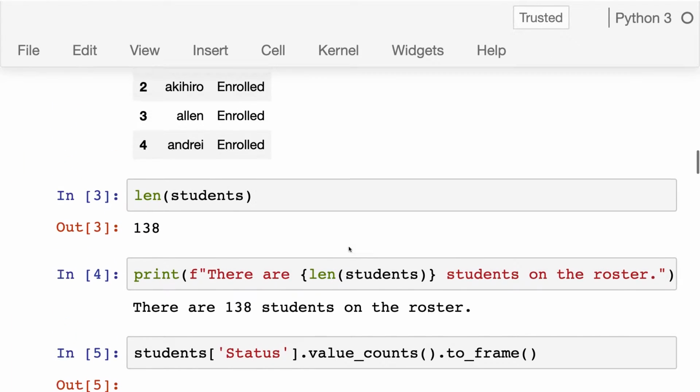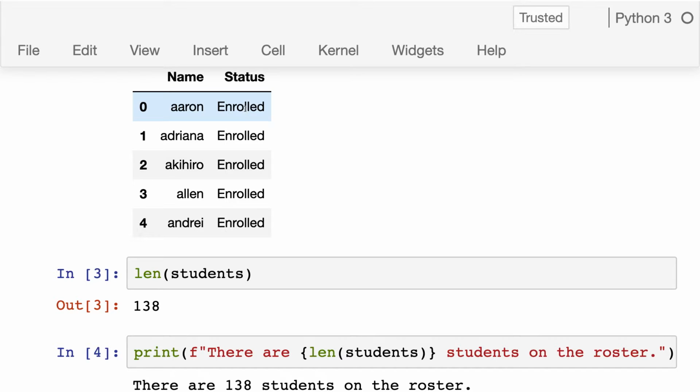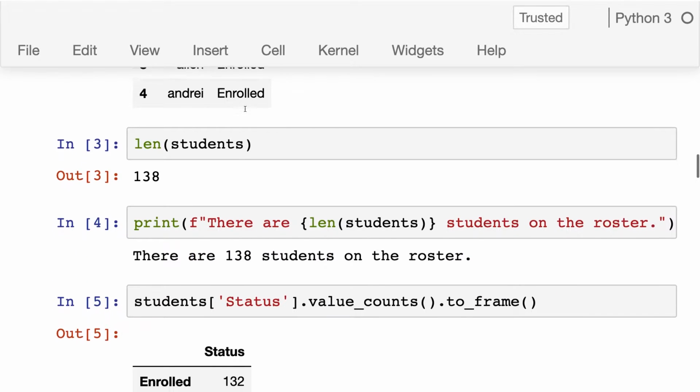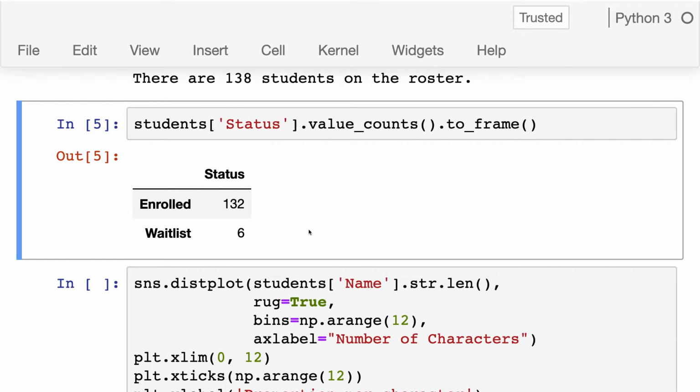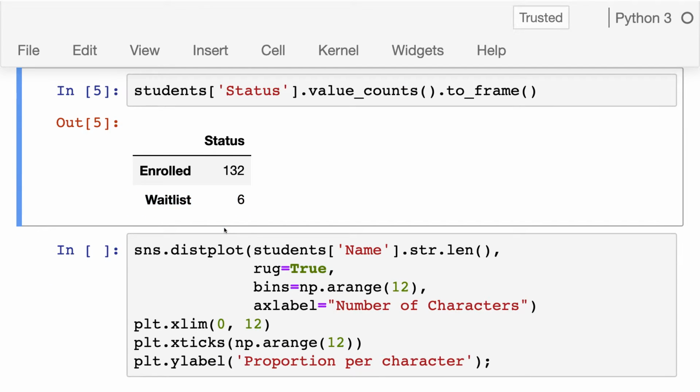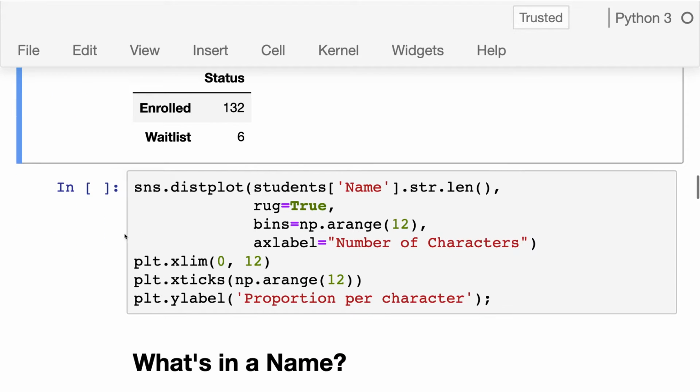And if you look at the second column here, we see that there's a column that says enrolled. And we might ask, what's actually in that column? Running some code can tell us quickly that there are 132 students enrolled and 6 on the wait list. This number has changed since then, but the numbers have stayed roughly the same. So this roster contains both the students that are enrolled in the class and the students that are on the wait list for the class.